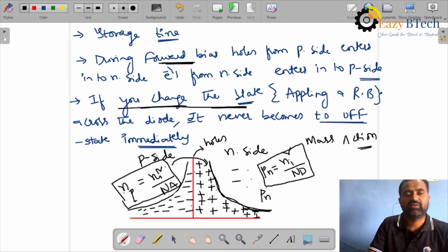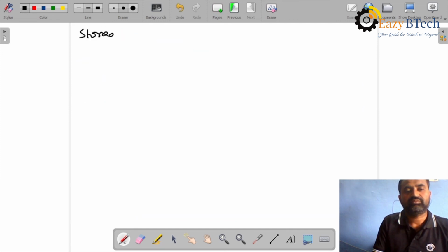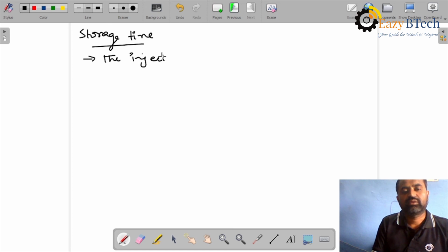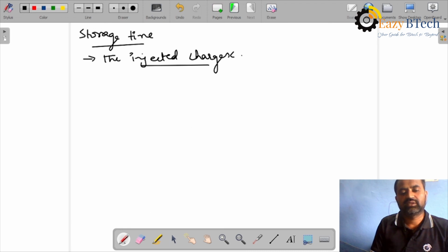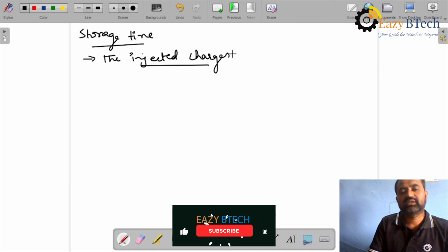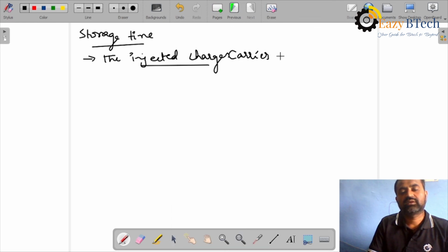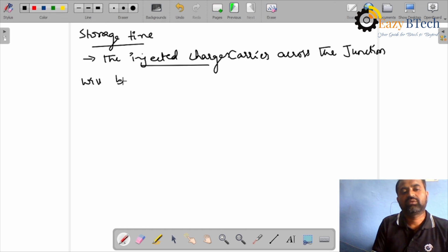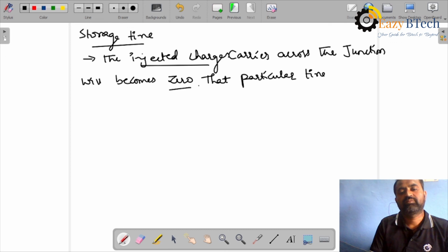Okay. Storage time, I can define what the storage time is. The injected charge carriers across the junction will become zero. That particular time is known as the storage time.